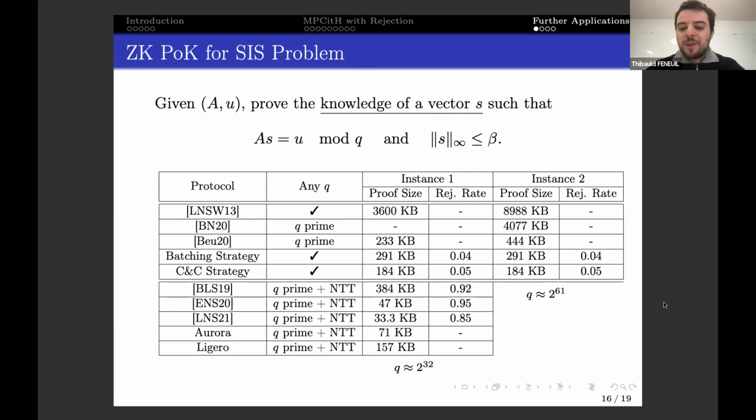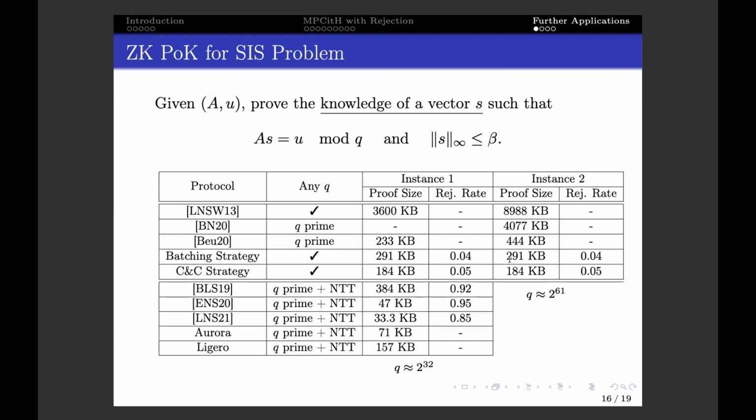So if we take a very large modulus, we will beat the other schemes. In the case of 2 to 30, we are equivalent to Beullens' work, but on larger fields, we will outperform the other schemes, since we are independent of the ring size.